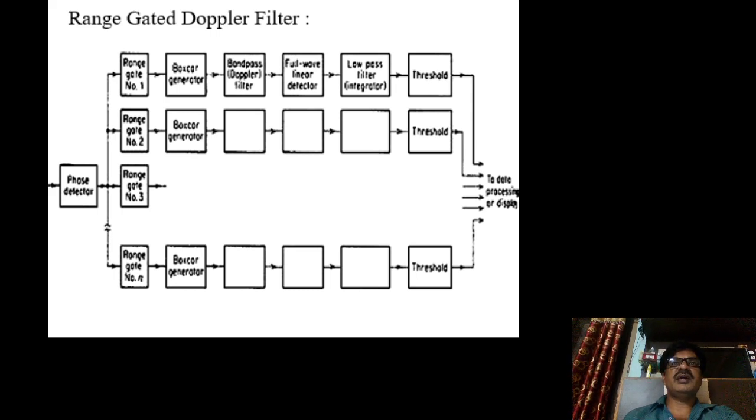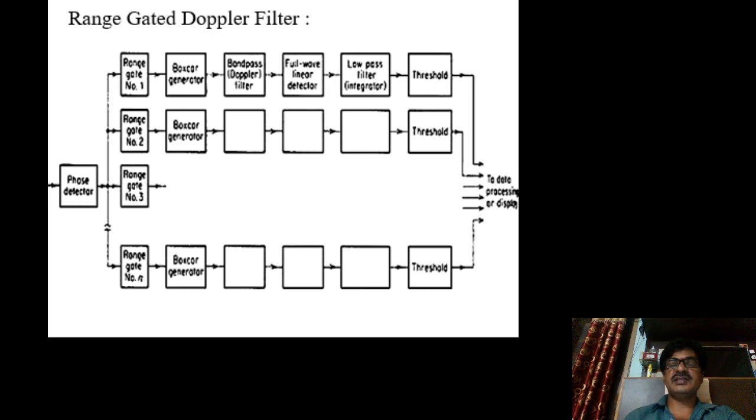So how can you avoid the problem of smearing? By digitizing the range. By digitizing the range, you can avoid the problem, and the resultant filter is referred to as the range gated Doppler filter. So the slide represents the structure of the range gated Doppler filter, which includes many channels.